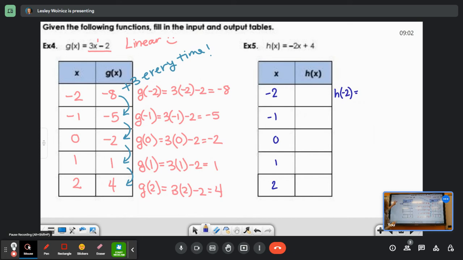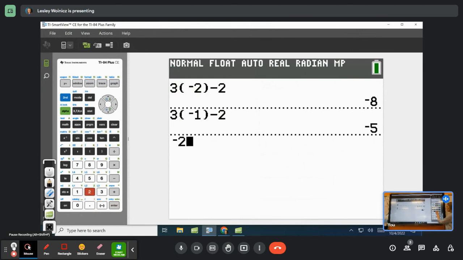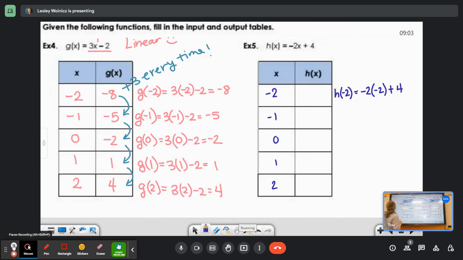All right, so we'll take negative 2 times negative 2 plus 4. So let's put that in the calculator. Negative 2 times negative 2 plus 4. I got 8. Next, I want h of negative 1. So negative 2 times negative 1 plus 4. Negative 2 times negative 1 makes a positive 2. Plus another 4 is 6.